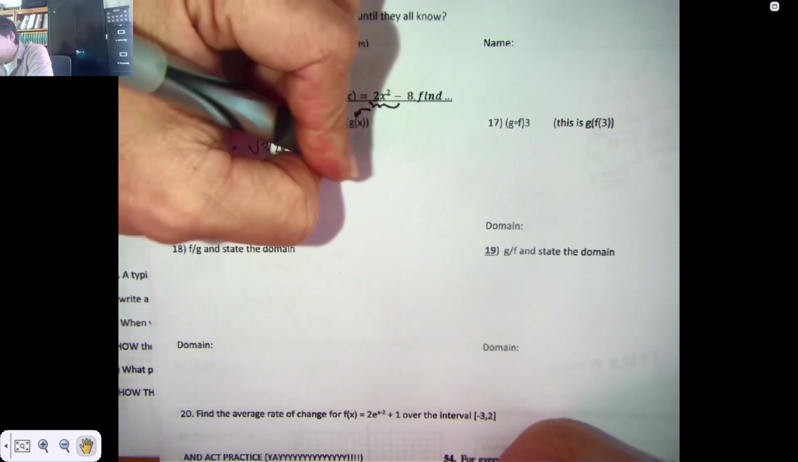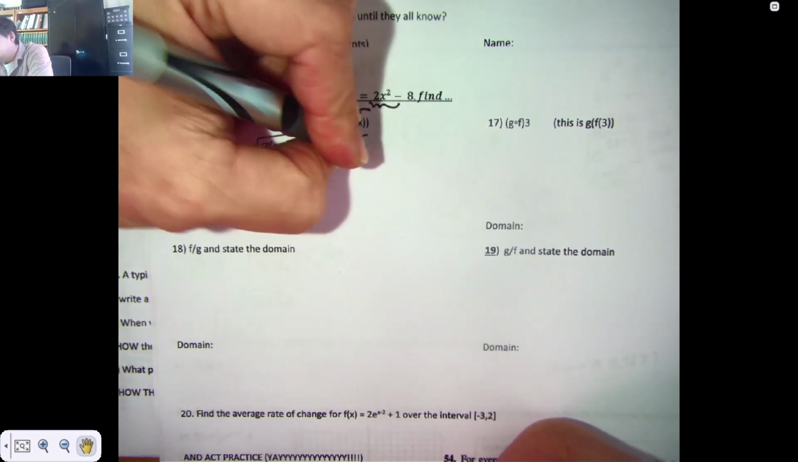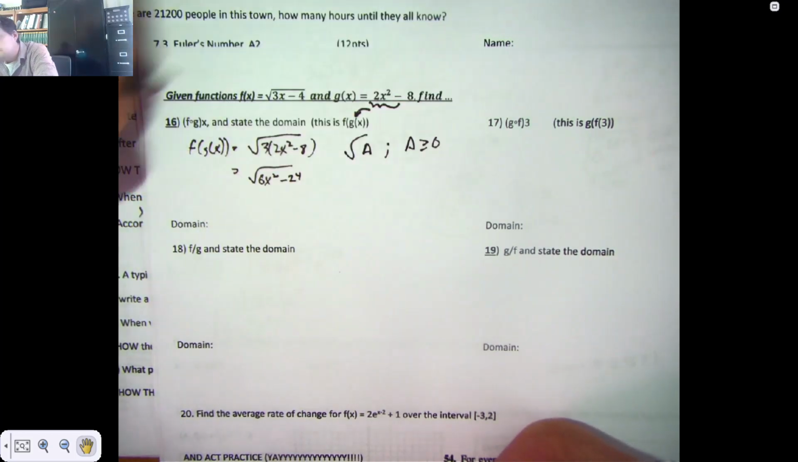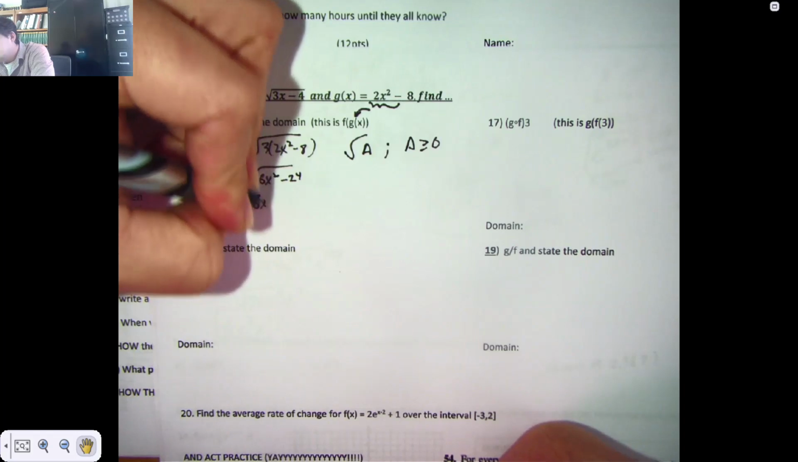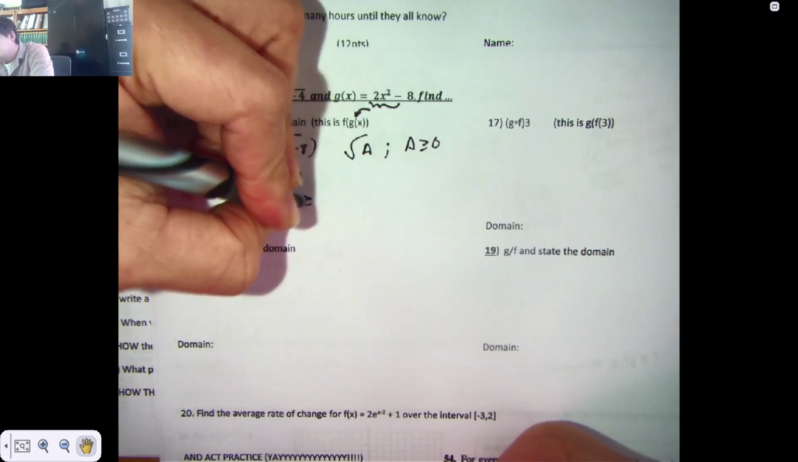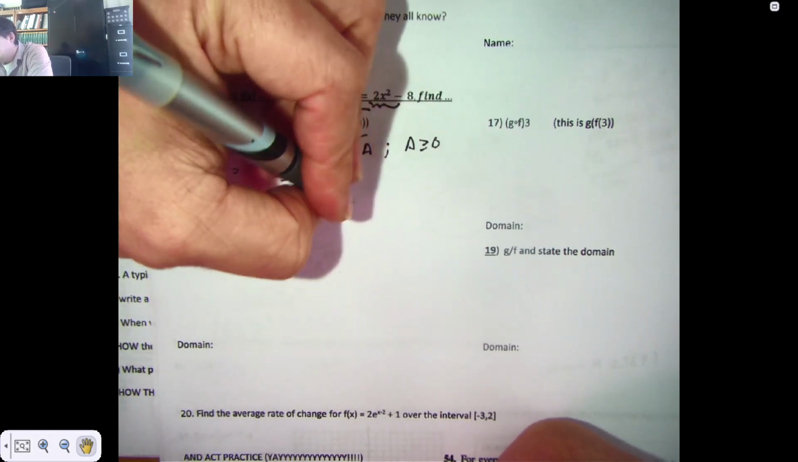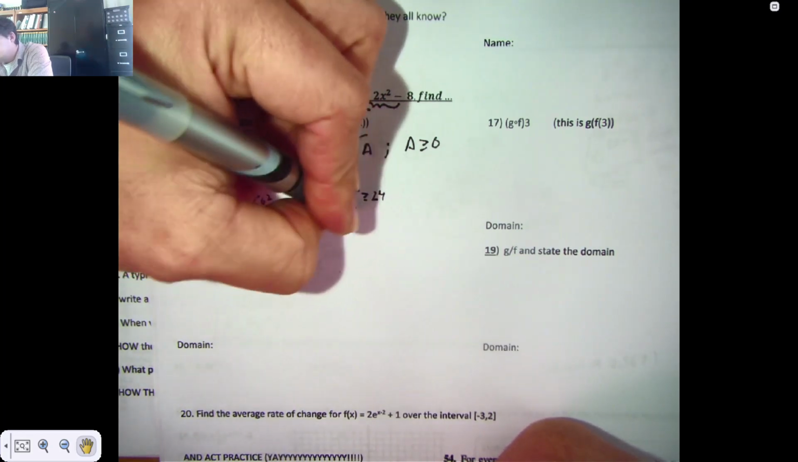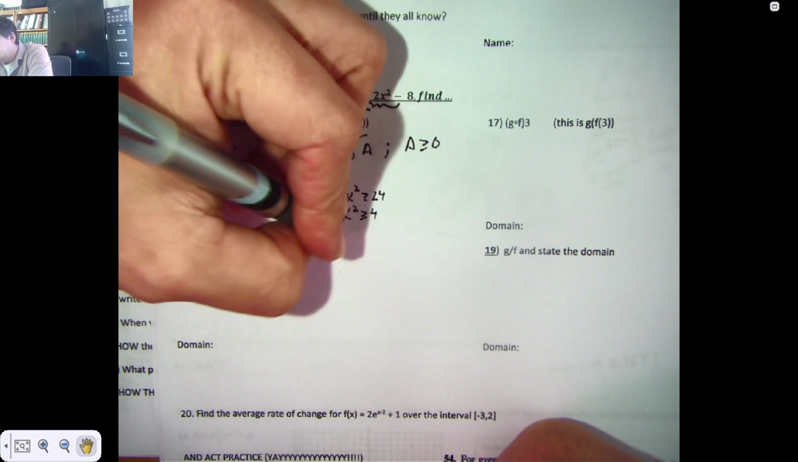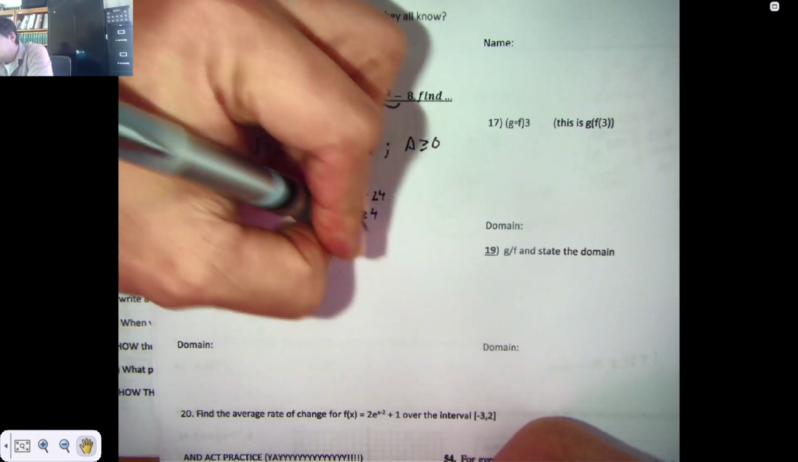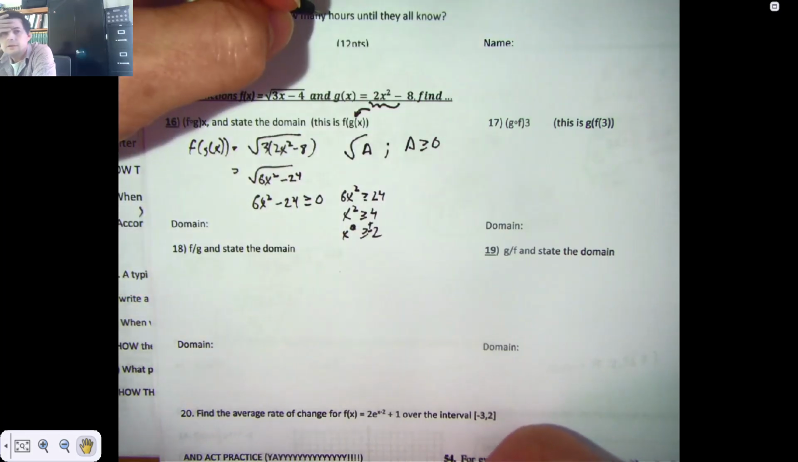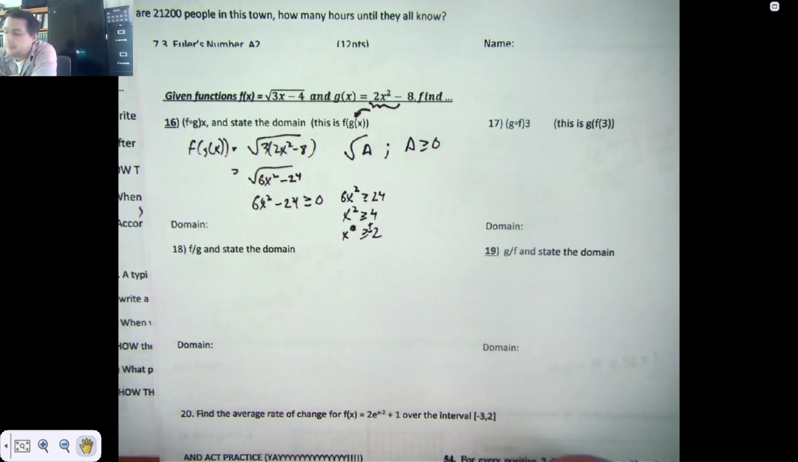Now I'm thinking about a rule that talks about the square root of anything. Anything must be greater than or equal to 0. 6x squared minus 24 must be greater than or equal to 0. 6x squared is greater than or equal to 24. X squared is greater than or equal to 4. X is greater than or equal to 2, plus or minus. Kind of funky. Which one is it? Or is it both?